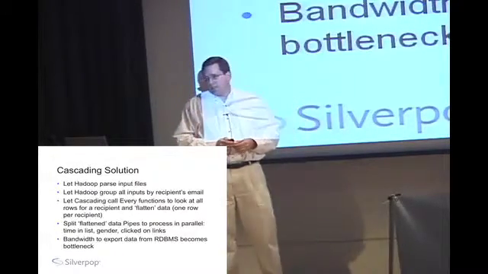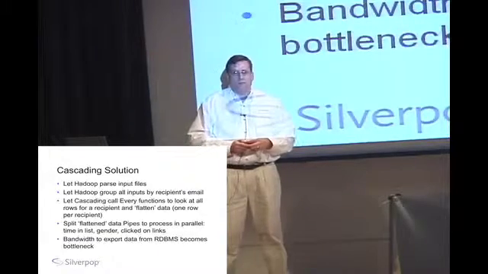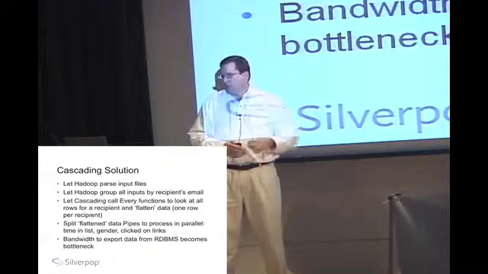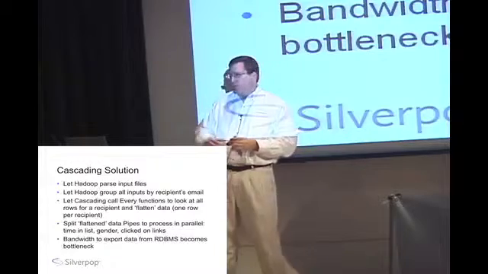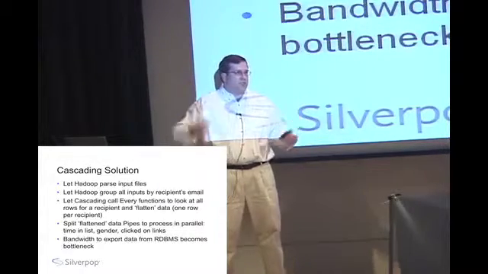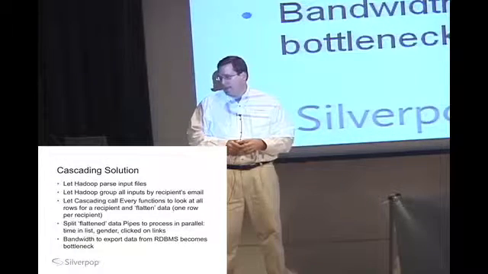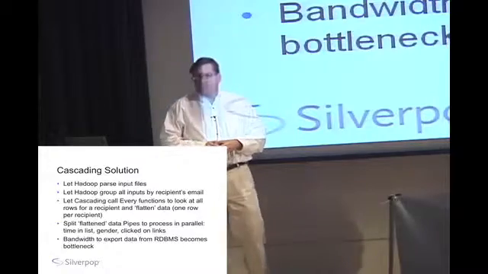So let's talk about the Cascading solution. The first thing I do is I let Hadoop parse the input files. Then I let Hadoop group all of the inputs by the recipient's email. And then I let Cascading step in. So at this point, Hadoop has done most of the work. They've done the map, which is the easy part. It's getting ready to do a reduce. Instead, I'm going to let Cascading do it. So Cascading is going to call the Every function to look at all of the records for a recipient.